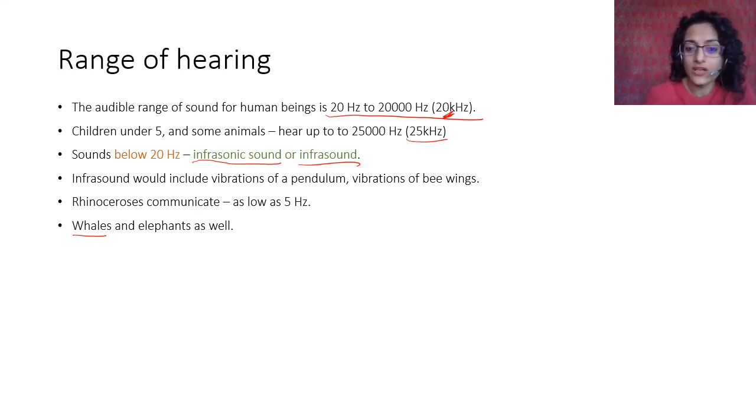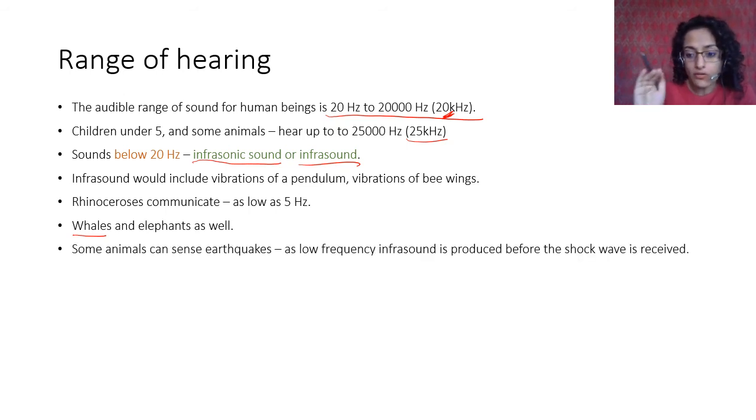Elephants also communicate at low frequencies. Some animals can sense earthquakes. If you have ever seen documentaries about tsunamis, or read anything about them, you will see that people say their pets get really restless. They want to go somewhere. They are unable to sit straight, right? That is because they can sense that infrasound.